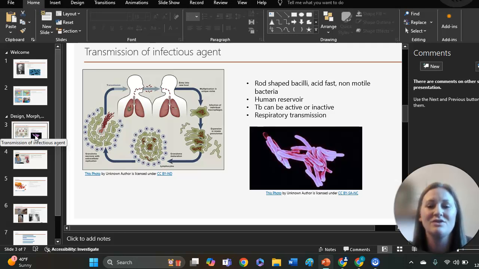So TB is transferred from human to human through respiratory transmission. If you cough, sneeze, sing, if you're breathing out to another human, they can breathe that in and they can get the disease as well. So it's not passed through holding hands or through eating food or even kissing. It's really only through respiratory.